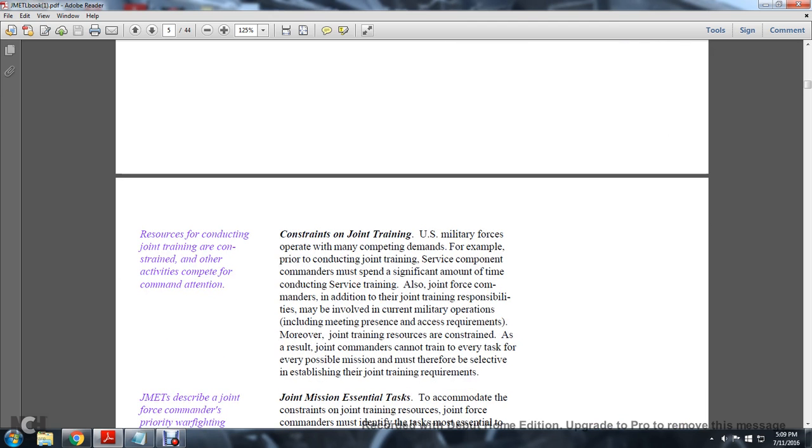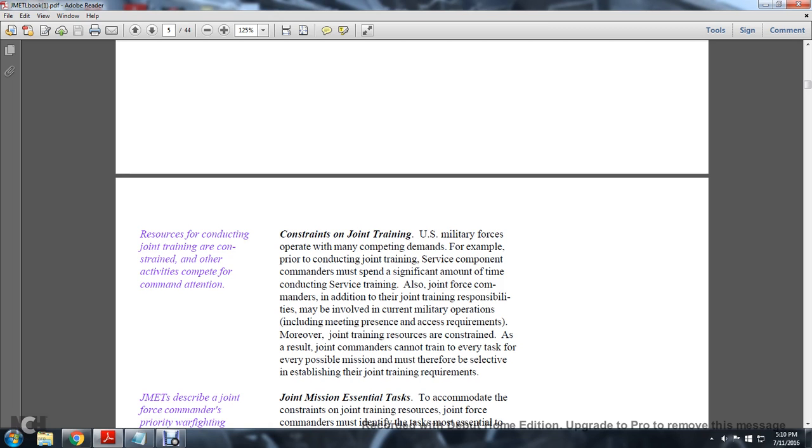All right. Resources for conducting joint training are constrained, and other activities compete for the commander's attention. Constraints of joint training. U.S. military forces operate with competing demands. For example, prior to conducting joint training, service component commanders must spend a significant amount of time conducting service training. Also, joint force commanders, in addition to their joint training responsibility, may be involved with current military operations, including meeting presence and access requirements.